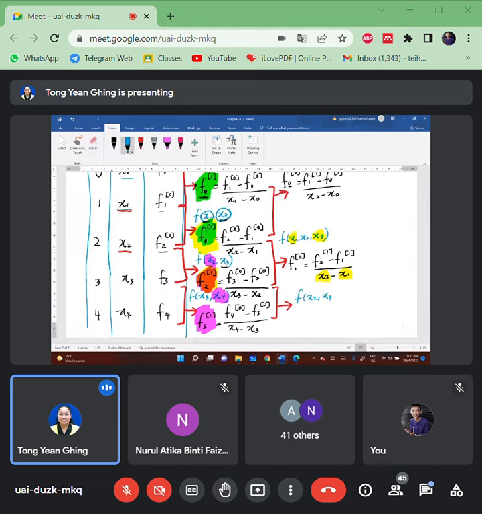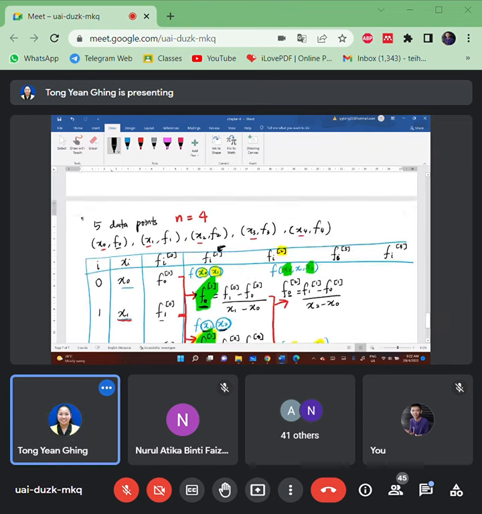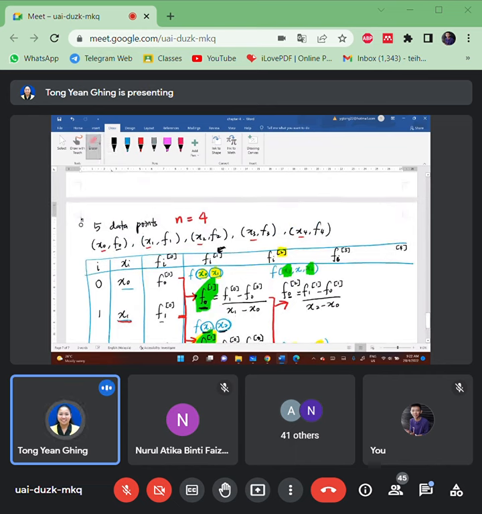X2, X3, X4. I write this because I want you to see how you minus later on. Because just now it was F1, now it is F2. F2 second divided difference equals, now we consider F3 1 minus F2 1, divided by X4 minus X2. Like this. The next one I don't have space, so I will continue in another table, further down.